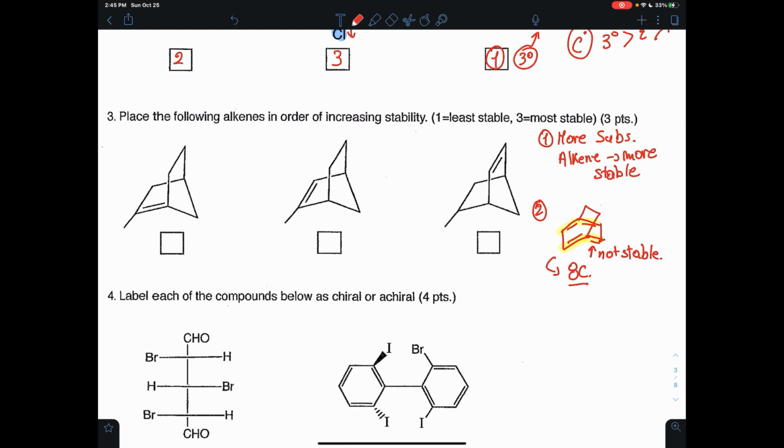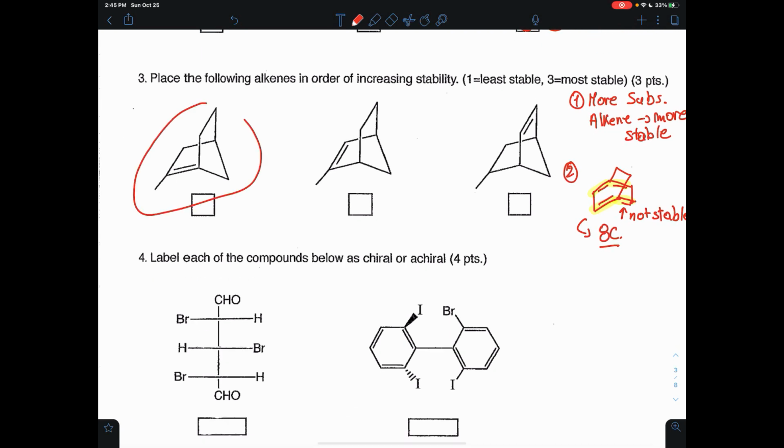So if I look at this example, the first one right here, I have a double bond adjacent to the bridge. This is my bridge, and I have a double bond right here. Now, the first thing I know is that this is automatically not stable unless there's an 8 carbon ring. So if I count the number of carbons in the ring, I have to start from here: 1, 2, 3, 4, 5. So that's a 5 carbon ring.